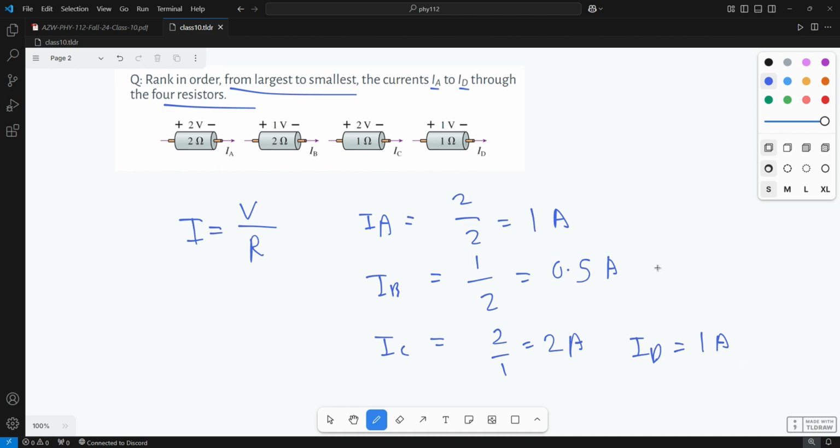So if we have to rank it, we will write IC is greater than IA equal to ID greater than IB.